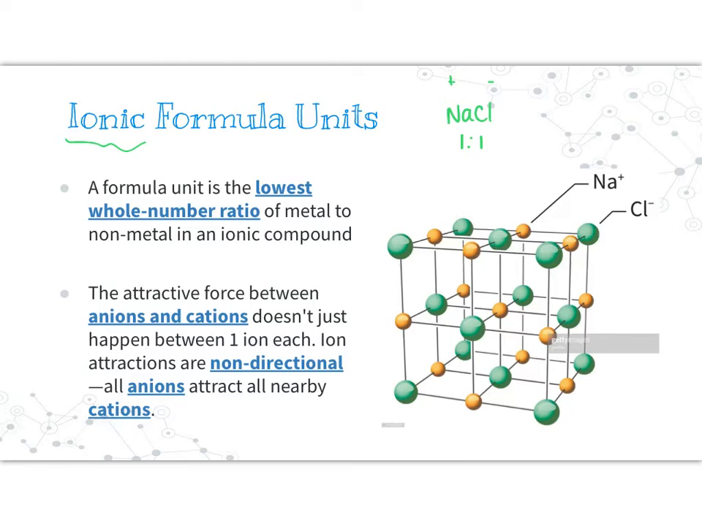So ionic compounds are a crystal, and it's not just 1 sodium and 1 chlorine connected. The crystal has multiple of each. However, as long as we make sure that we have the same ratio, we can say that it is still a formula unit. So we can have 10,000 sodiums so long as we have 10,000 chlorines there to balance it out back to a 1-to-1 ratio every time. So because we can have multiple, the attractive force between anions and cations doesn't just happen between one ion each. Ion attractions are non-directional, aka all anions attract all nearby cations.